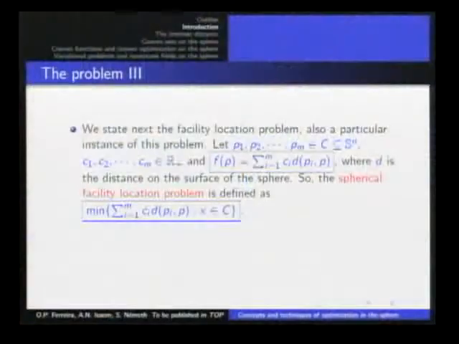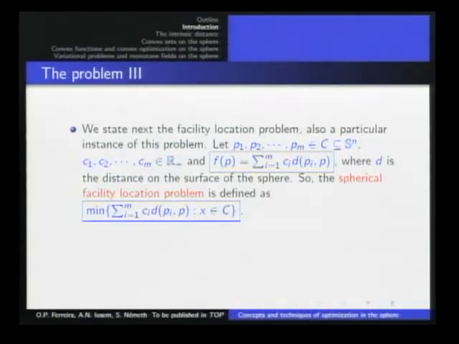And then I will mention a third case, which is the facility location problem. I have m points on the sphere, and I want to minimize a weighted sum of the distances to these points. And d is the distance on the surface of the sphere. We will be more precise about this. So the spherical facility location problem is defined precisely like that. You want to find a point which minimizes the weighted sum of the distances to m given points in the sphere, which also has a lot of applications.